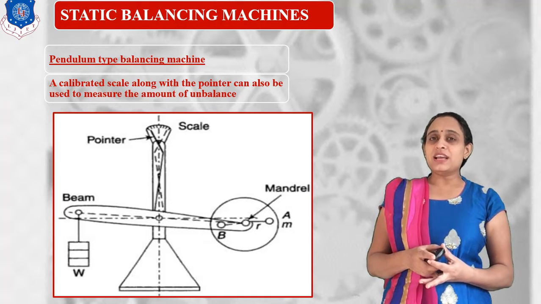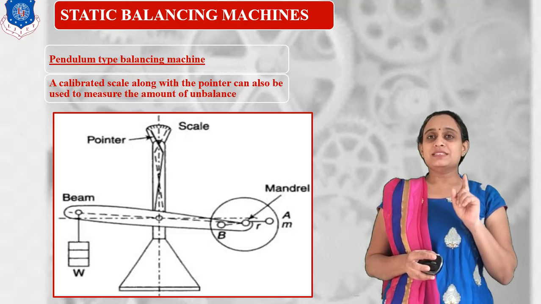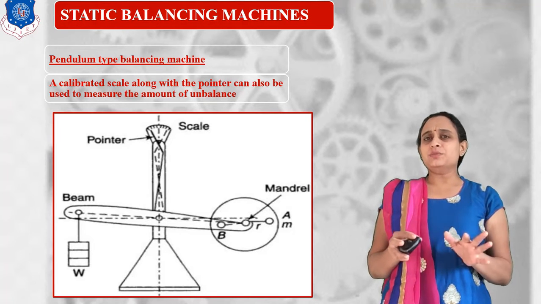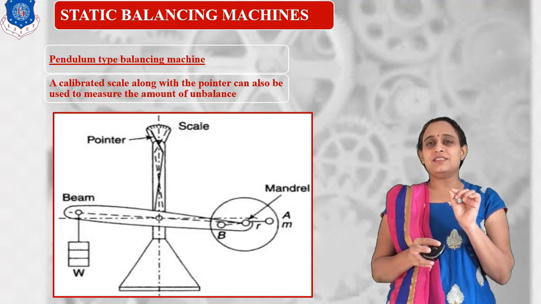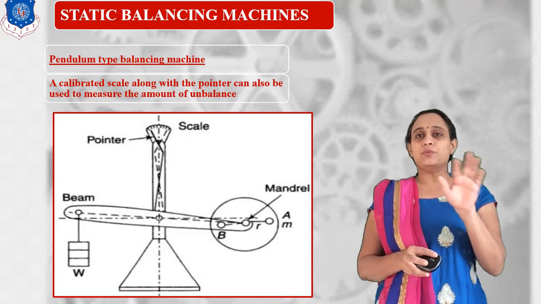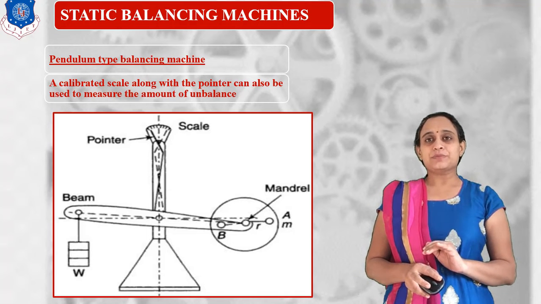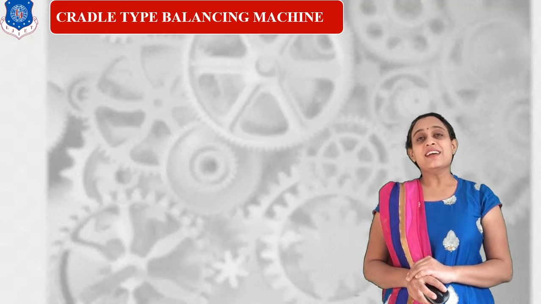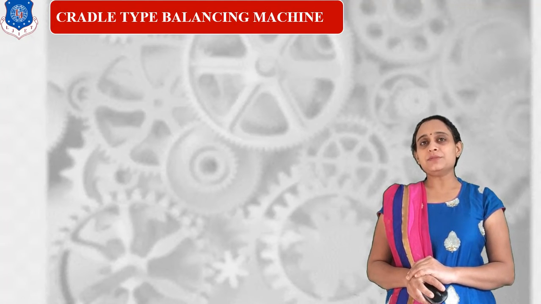It is known as the pendulum type static balancing machine. If any object has very thin thickness, we can balance that kind of object in this system. Clear? Now let us have the next topic, which is the cradle type balancing machine.